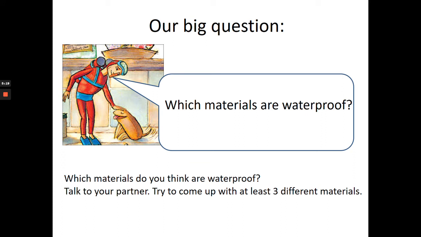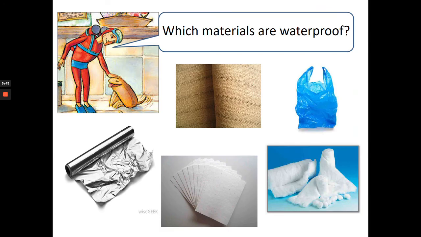So our big question today is this. Which materials are waterproof? So you're going to talk to your adult at home and you're going to try and think of at least 3 different materials that you think might be waterproof. Okay, here's some materials that you might use in today's experiment. We're going to do a little test. So I want you to think of some materials in your house that you could get together, and we're going to test which of them are waterproof. That means they don't let any of the drops of water absorb into them.